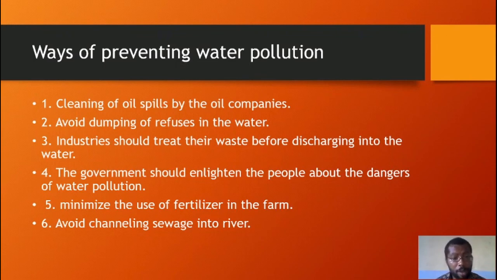Then number five, minimize the use of fertilizers in the farm. Yes, we should minimize the use. It contains harmful chemicals. In fact, sometimes the fertilizers even affect the food we eat. So we should minimize the use of fertilizers in the farm. Then avoid channeling sewage into rivers. Yes. So we should not channel our sewage into rivers. So if we can practice this, these are the ways of preventing water pollution.